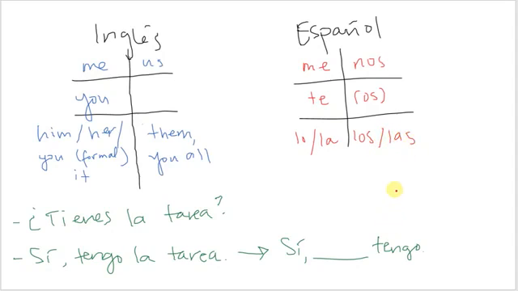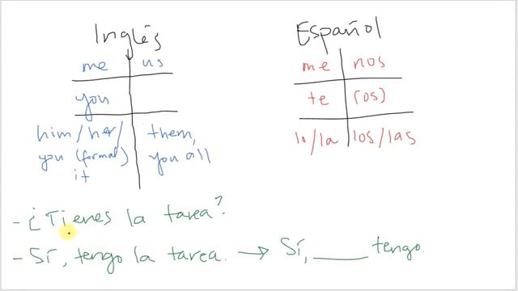which is obviously a song. Of course, it's a song to remember the direct object pronouns, and it goes to Lady Gaga. So it goes, me te lo y la, nos os los y las, me te lo y la, direct object pronouns. So that's how you can remember it, and obviously we're going to sing it a bunch during class.